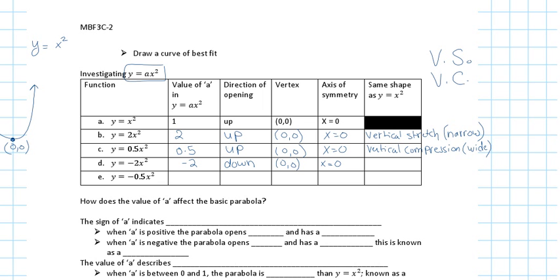Now, this one we said there is a vertical stretch, but also there is a reflection. So there's two things happening. There is a vertical stretch and there is a reflection in the x-axis. Okay? So when you're reporting a transformation to me, you're going to say vertical stretch and a reflection in the x-axis. I'm looking for both of these.